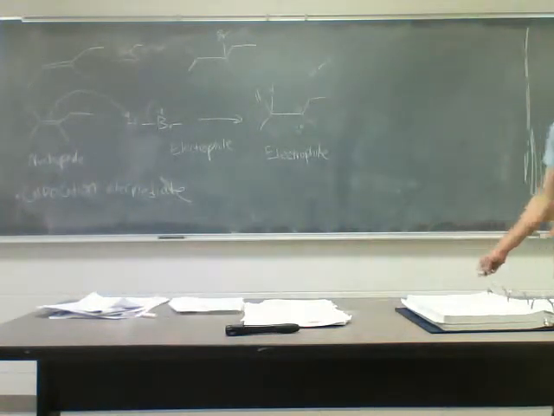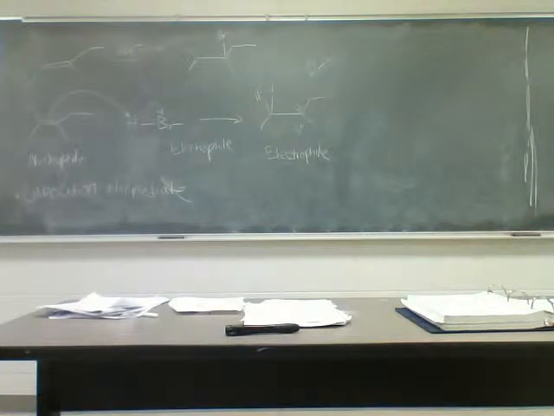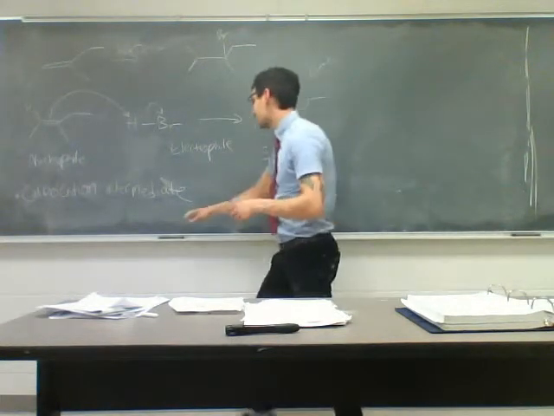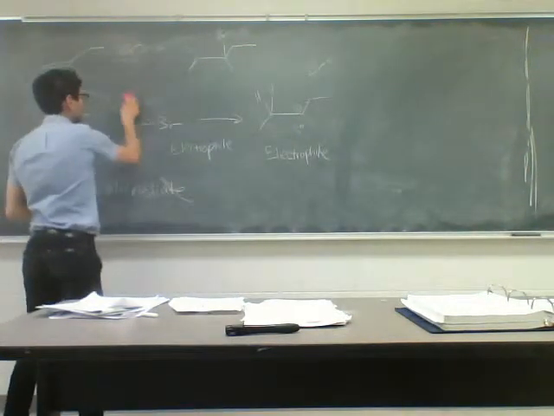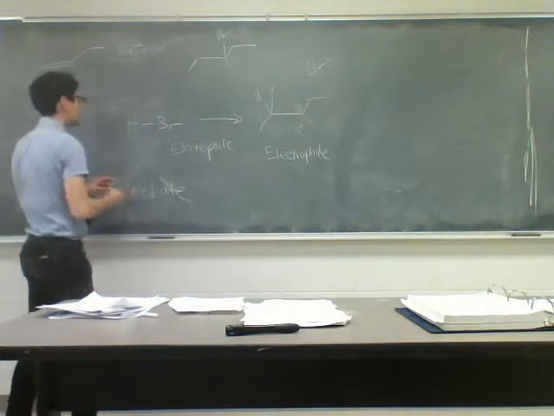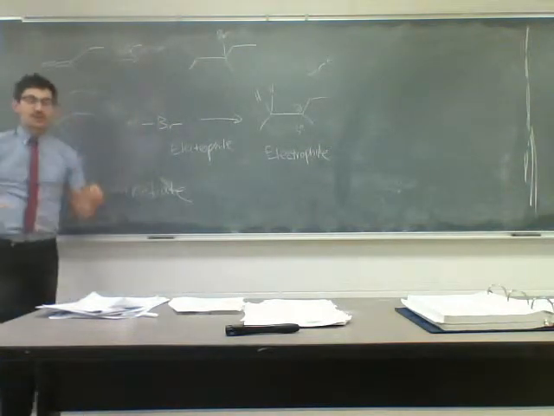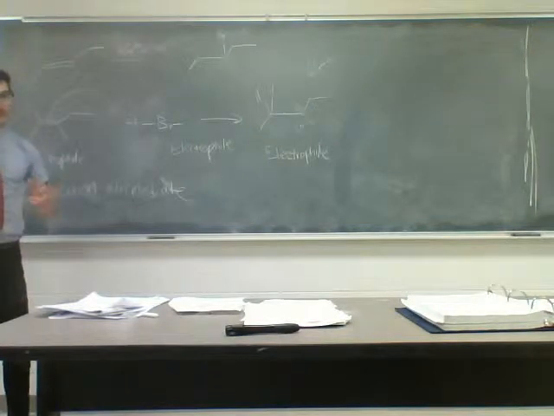Why is the HBr then an electrophile? So the HBr is an electrophile because we have hydrogen hooked up with this bromine. Bromine is very electronegative compared to the hydrogen, and it has an inductive effect.